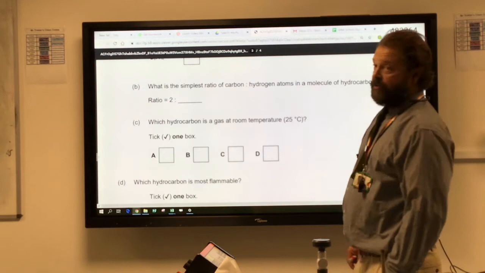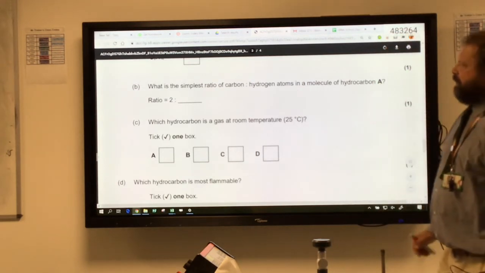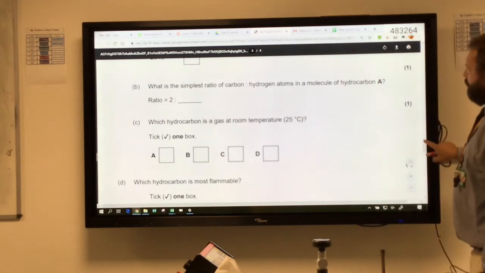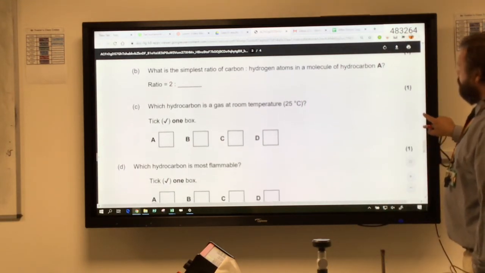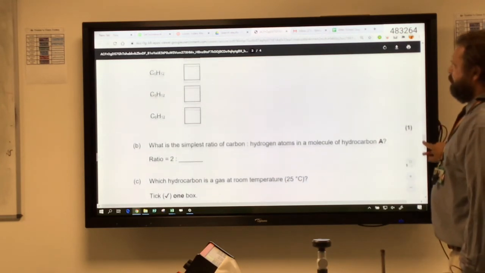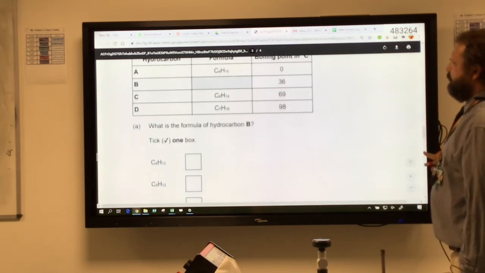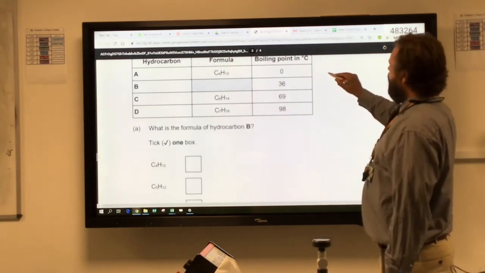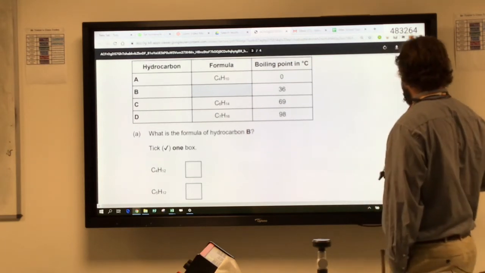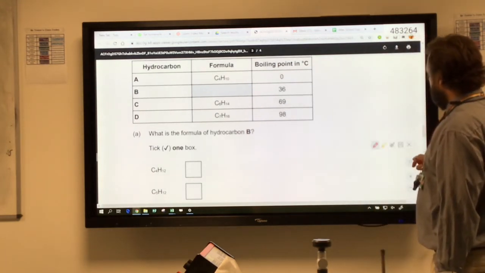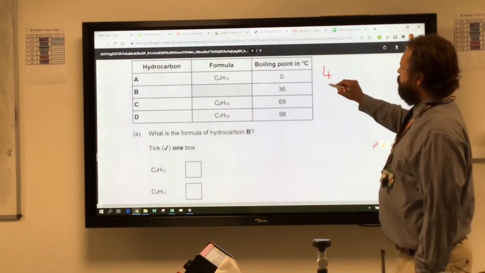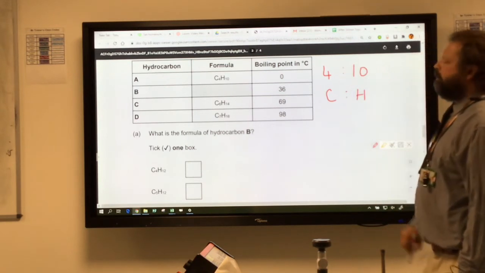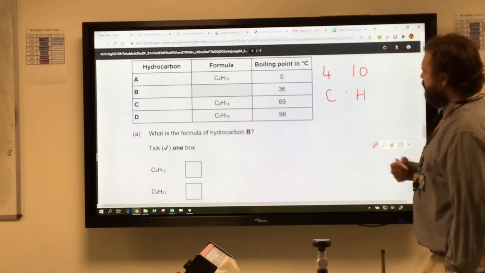The next part asks you about a ratio. We know what a ratio means. It's like how many of those to how many of those. Hydrocarbon A, I'm going back to my table to have a look. Here it is. Hydrocarbon A is C4H10. That tells me that for every 4 carbons, there are 10 hydrogens.